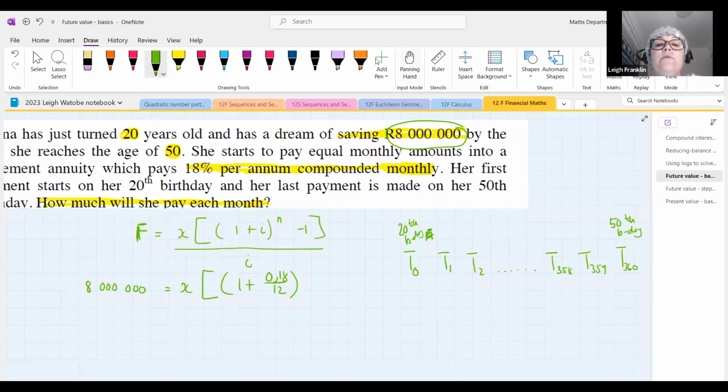Okay, so there we go. We're starting to see answers now. Nice. So X goes in and X goes in and X goes in and X goes in and X goes in, and she makes her last payment on her 50th birthday, and she has decided she wants 8 million at the end of all of this. Okay, so what is n equal to? Leanne, what do you think? Is it 358 or is it 361? What do you think?